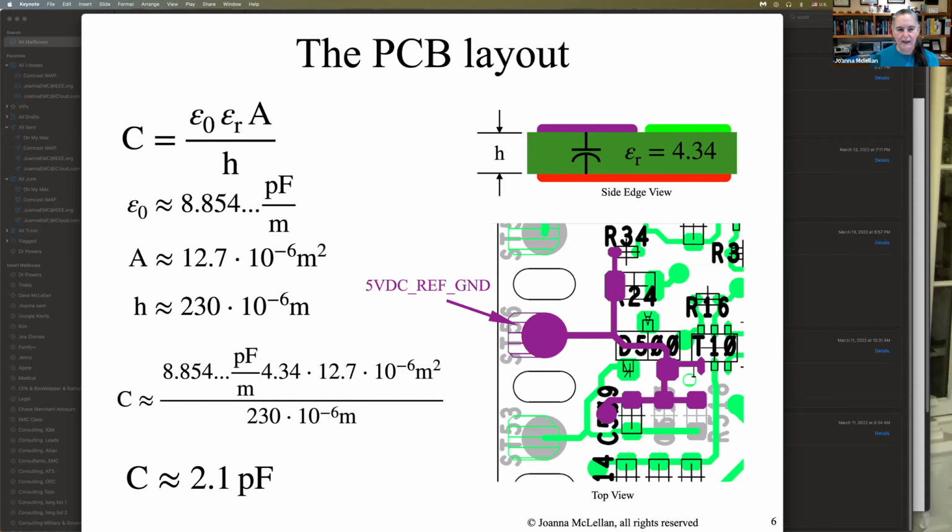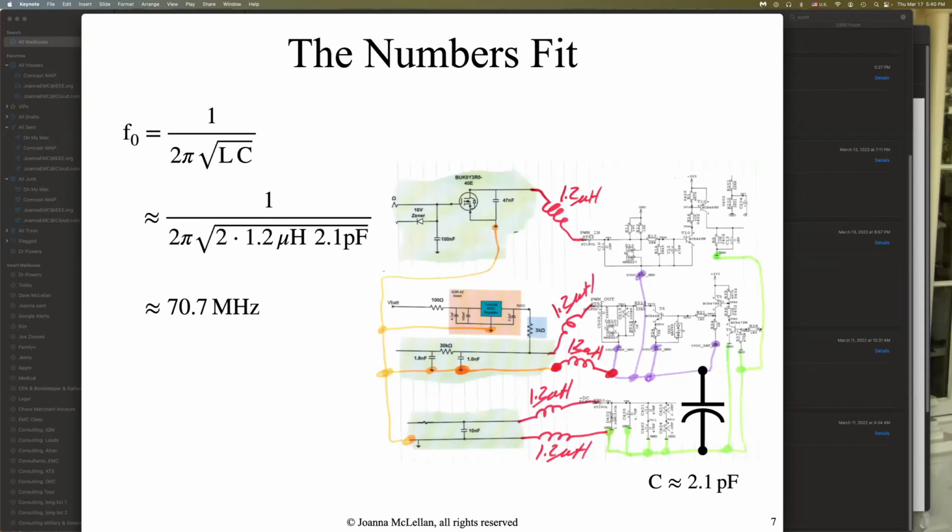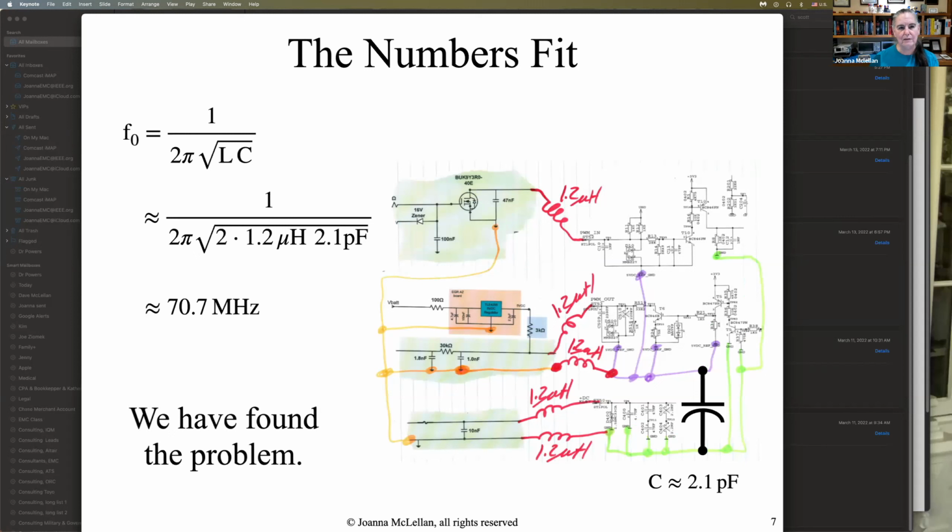So if you go in and you painstakingly measure the area of those traces and pads, that turns out to be something on the order of 12.7 micrometers squared. Kind of a small number, but it produced a capacitance of 2.1 picofarads. Okay, cool. So now let's check to see where that capacitance is going to resonate. Well, it's going to resonate at 70.1 megahertz or thereabouts. And of course, that means we found the problem.